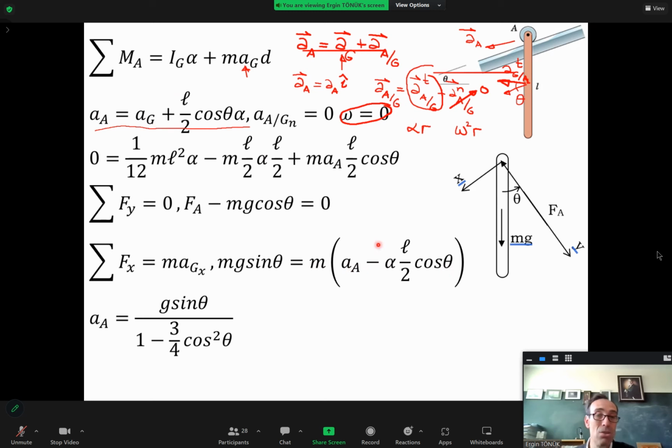So these two equations are two equations in acceleration of point A and the angular acceleration of the rod. From one of the equations, say this, you can solve alpha in terms of others, substitute it into the other equation, and you can find acceleration of point A, which turns out to be g sine theta over 1 minus 3 over 4 cosine squared theta. Okay? Any questions on this problem?